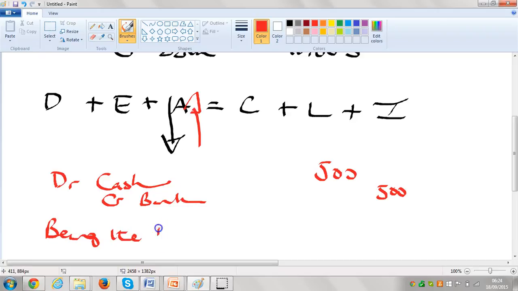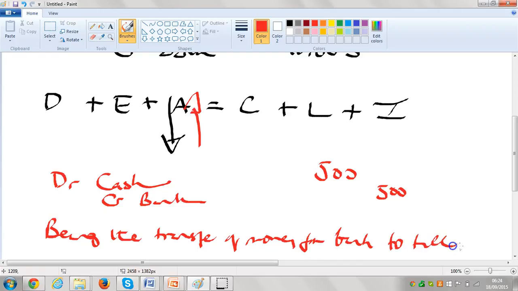Yes, being the transfer of money from bank to till. Yes, so you could do this all day. You could play with this, and you could really get to enjoy it, if you work at it. But you need to keep on working on these examples.